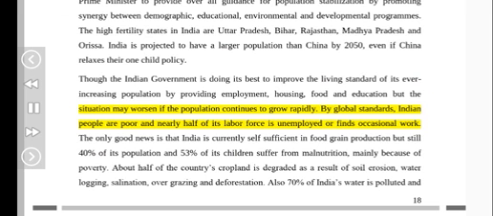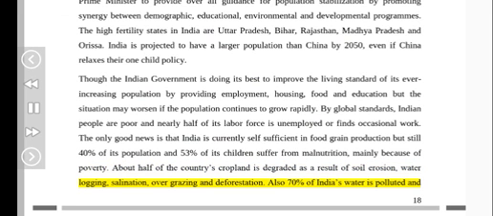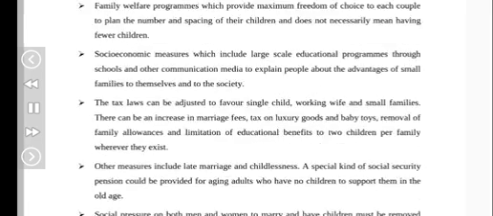By global standards, Indian people are poor, and nearly half of its labor force is unemployed or finds only occasional work. The only good news is that India is currently self-sufficient in food grain production, but still 40% of its population and 53% of its children suffer from malnutrition, mainly because of poverty. About half of the country's cropland is degraded as a result of soil erosion, waterlogging, salination, overgrazing and deforestation. Also, 70% of India's water is polluted and sanitation services are often inadequate.